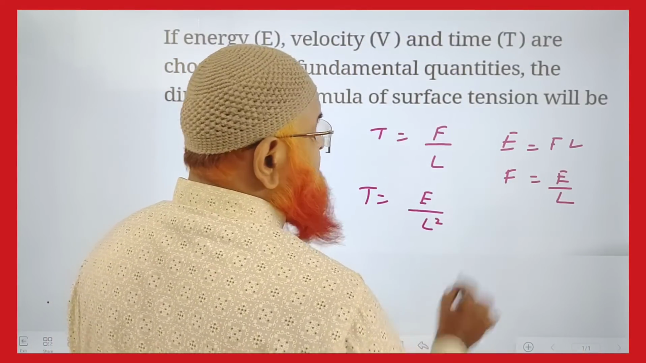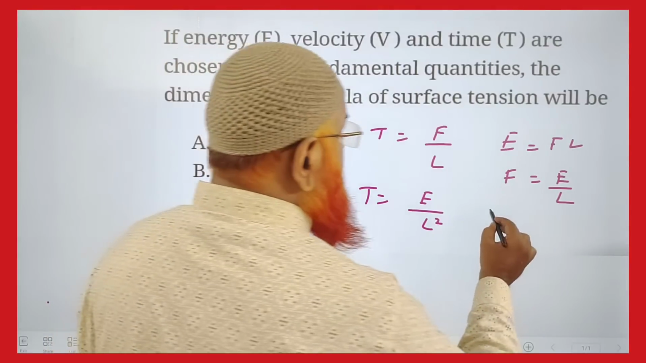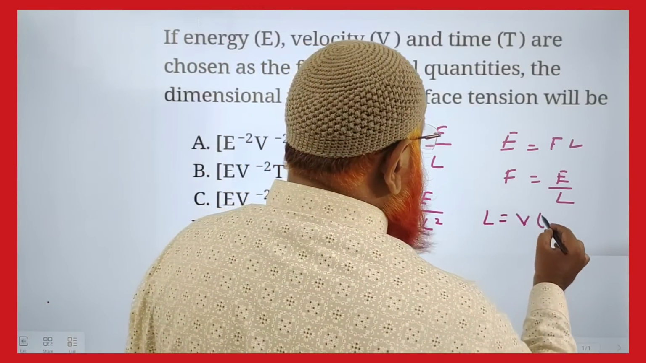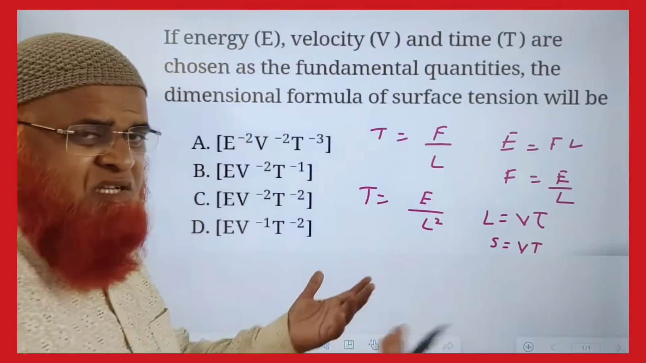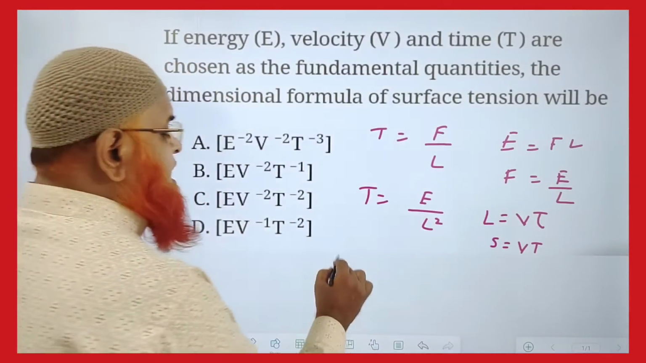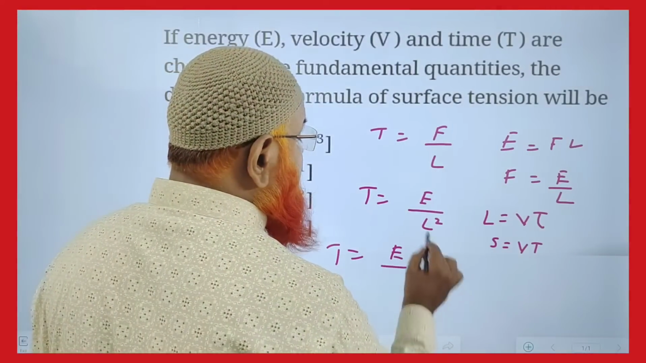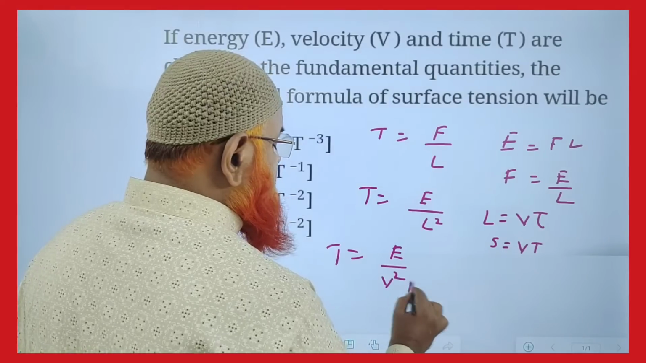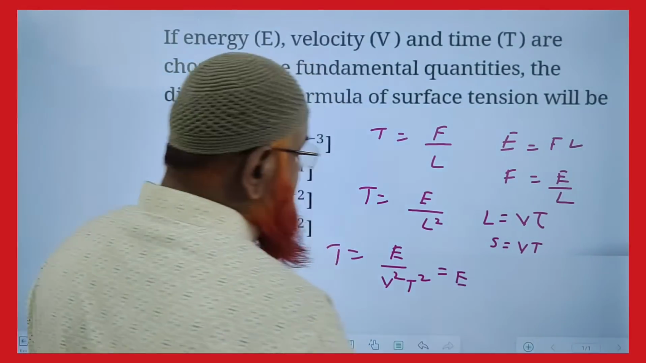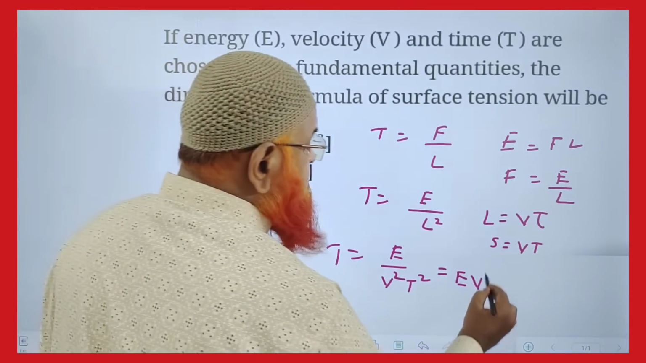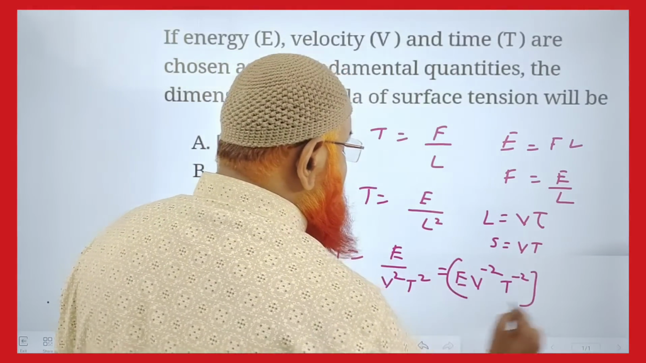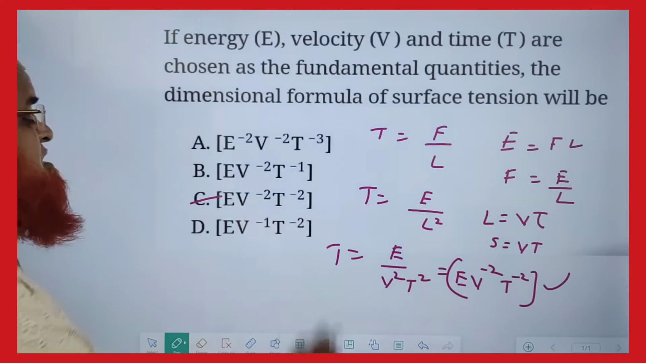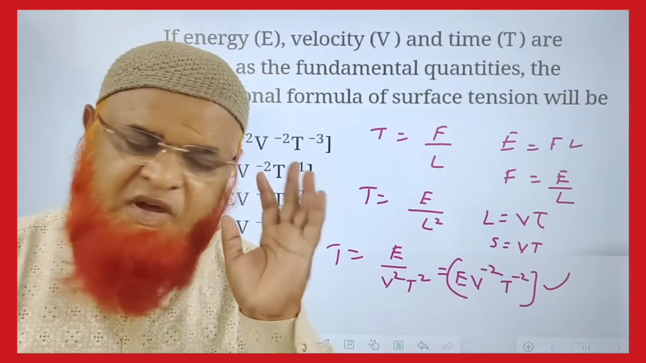So energy by L square. You also know length is equal to velocity into time. That means displacement is equal to velocity into time, because velocity is equal to displacement by time. So what I am going to do here, I am just replacing length with velocity into time. V square T square. So V comes to the numerator, becomes V power minus 2. T comes to the numerator, becomes T power minus 2. Your answer is ready. So what is going to be your answer? I think option C. Thank you very much. Have a nice day.